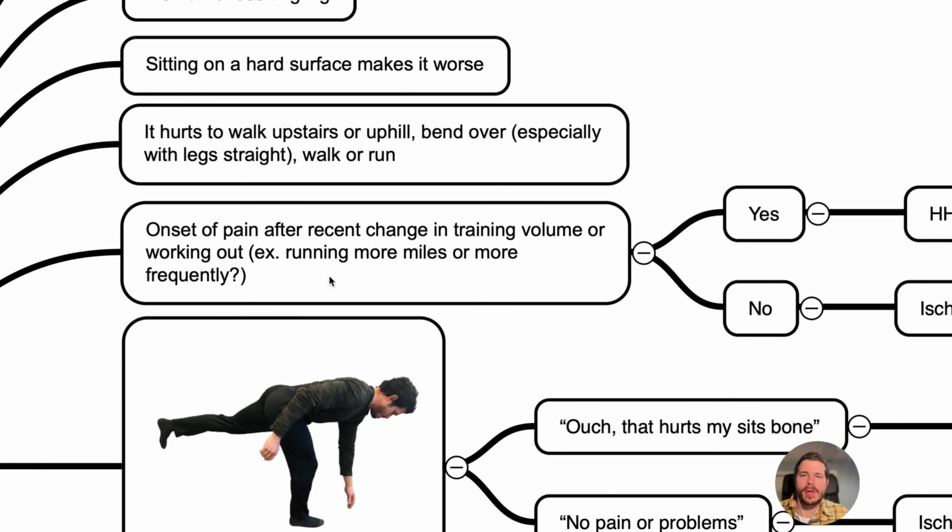Or when you pull on that tendon, which is irritated, bending over, especially with the leg straight, you often get symptoms. So the onset of pain is often after a recent change, usually an increase in training volume or working out. So maybe running more miles, maybe you're training for something, maybe doing more squats, doing more deadlifts, maybe you started some HIIT class or program. Either way, this makes sense.